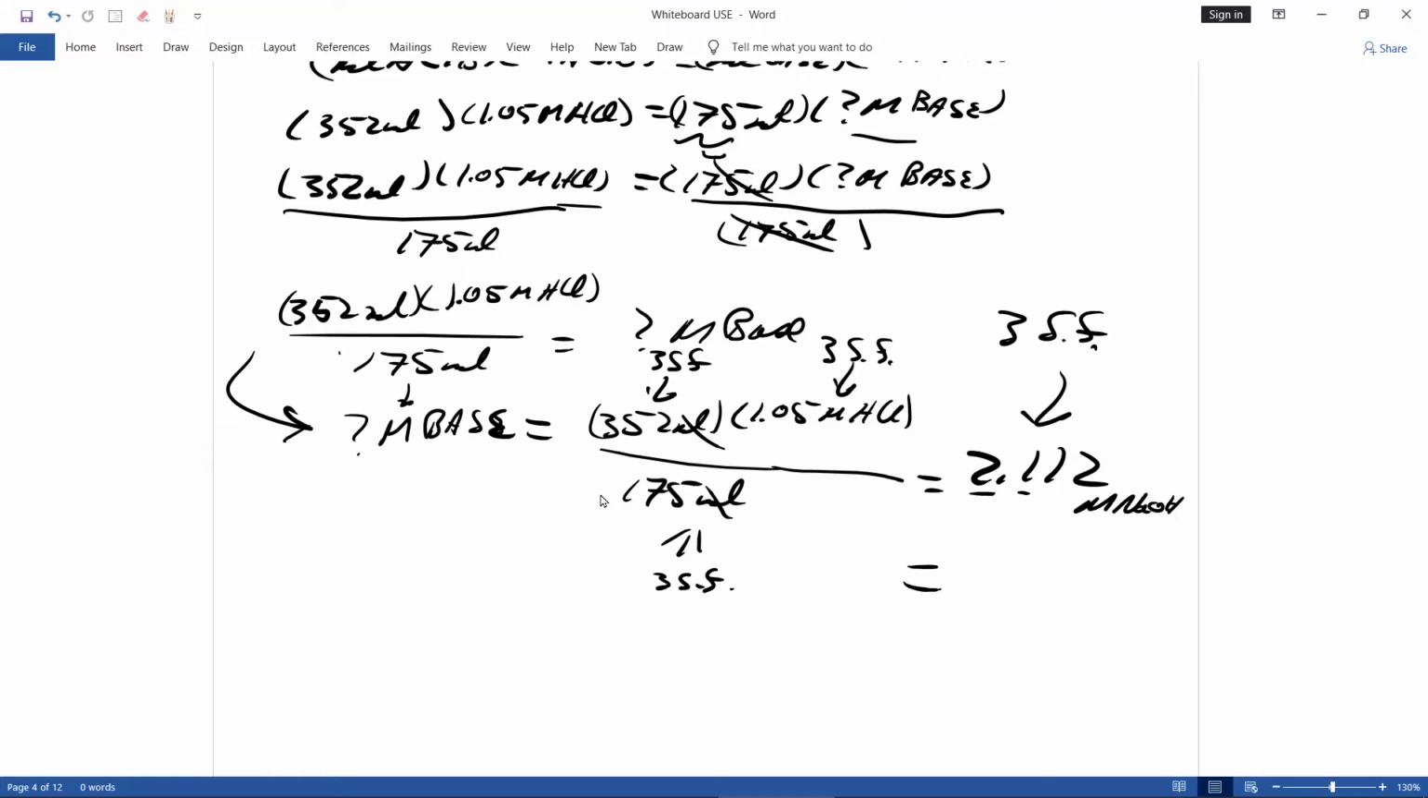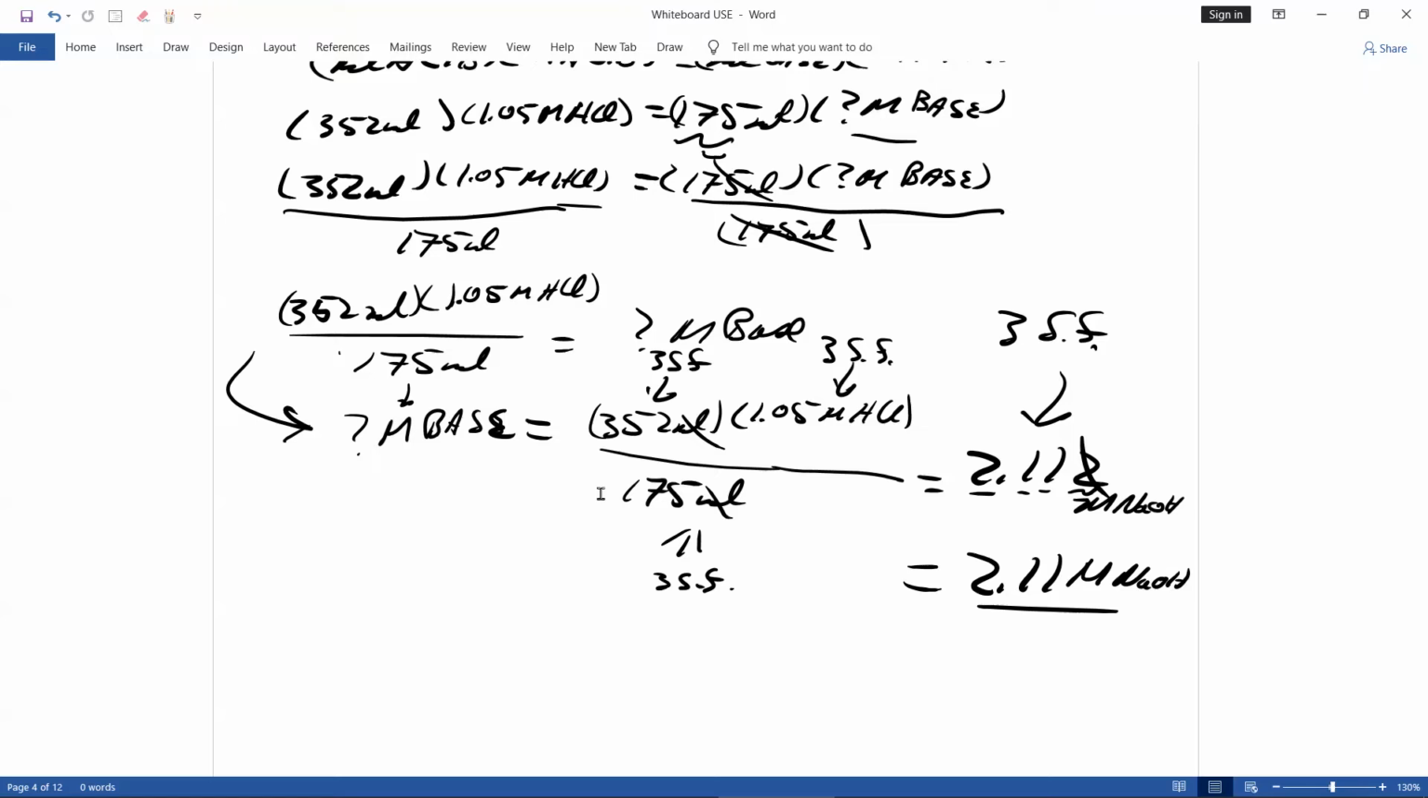Keep the 2, keep the 1, keep the 1, use 2 to round off. It's 4 or less, drop it. So the correct answer is 2.11 molar NaOH. And that's how you use titrations. And in tomorrow's lab, you'll be titrating an unknown solution with either HCl or NaOH and doing this. And that's how you do titrations.